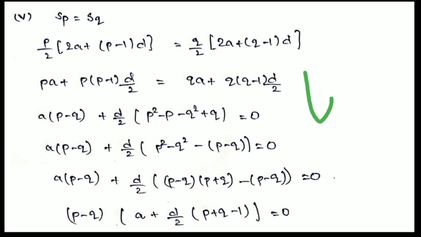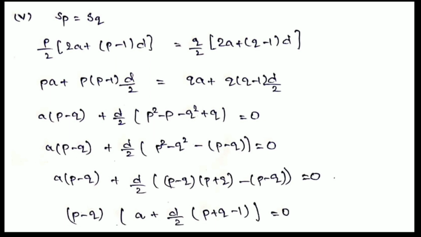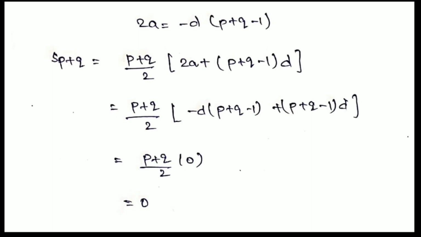After writing this, we simplify in this way. If you don't understand this, once again clearly check or do it on your own, so that you will understand. Therefore we will take p − q common here, and we write like this: as p is not equal to q, here also (a + d/2)(p + q − 1) becomes 0. That is 2a = −d(p + q − 1).